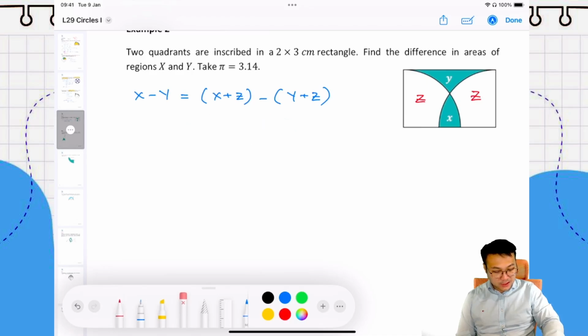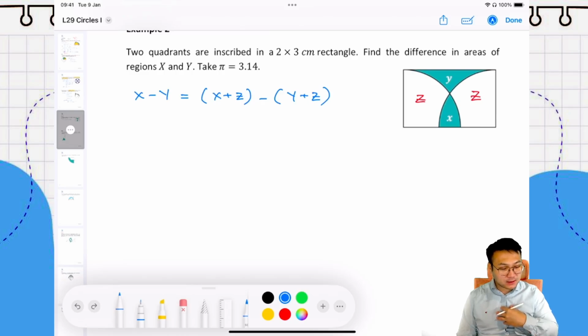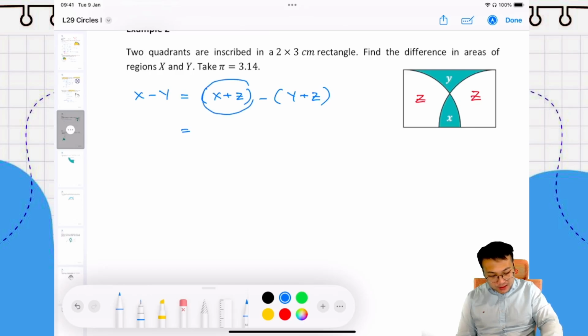But there's a reason why I purposely want to add the z. Why do I want to add the z? Because adding the letter z gives me a shape that I can recognize. What shape? Okay, let me ask Jingming. What shape do you recognize from x plus z? What shape do you get?